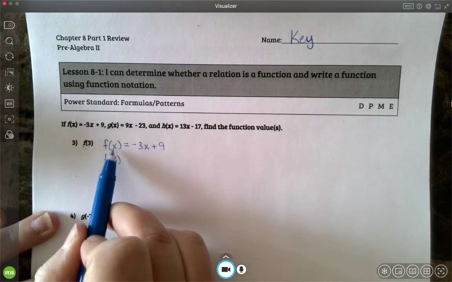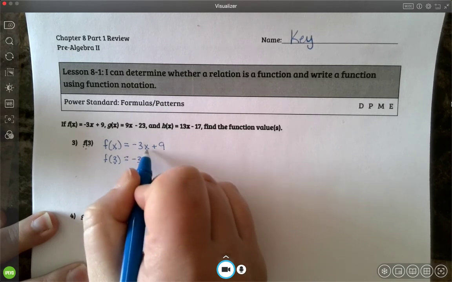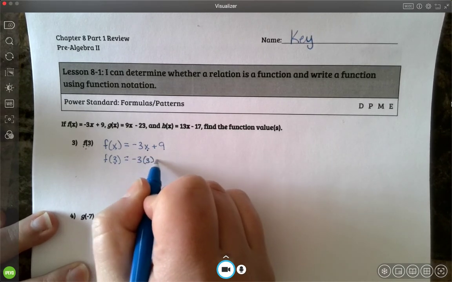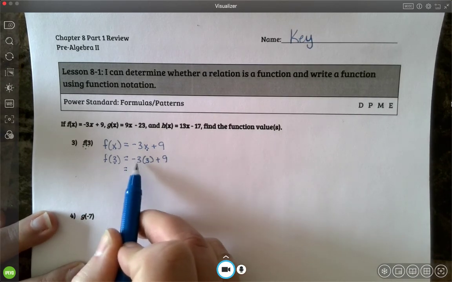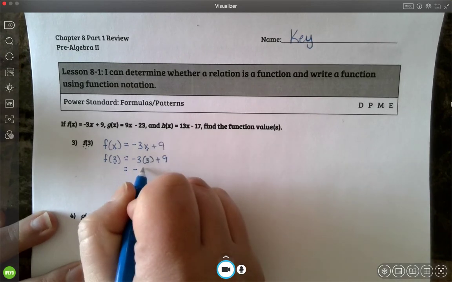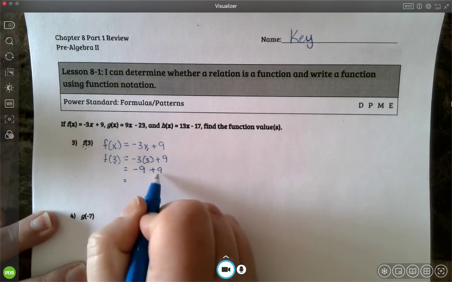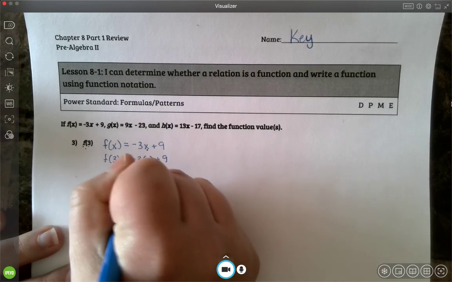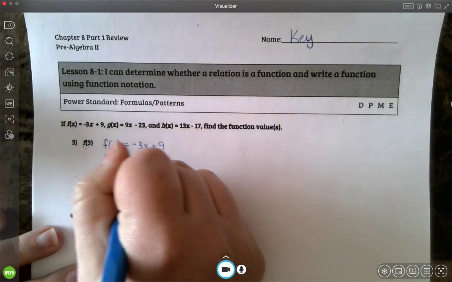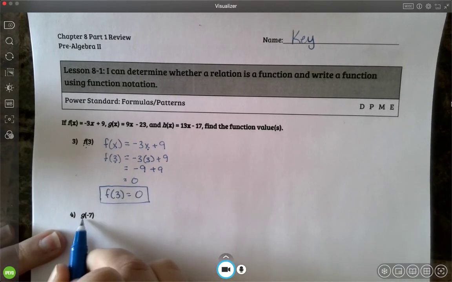Since I replaced x with 3, I need to replace x with 3. And then it's just order of operations. I have multiplication right here, so negative 3 times 3 is negative 9. And then I have negative 9 plus 9, which is 0. So f of 3 equals 0. And that is my final answer. If you just wrote 0, I'm okay with that as well, okay? Then let's look at g of negative 7.